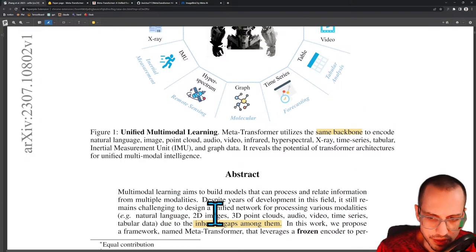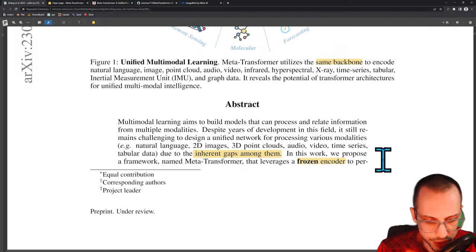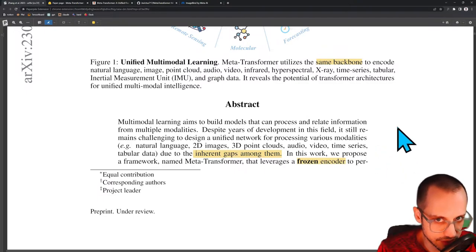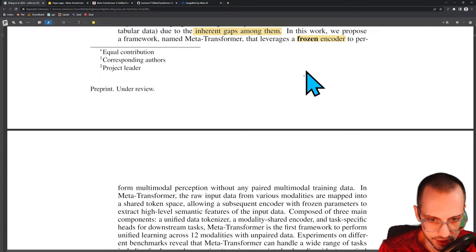In this work, we propose a meta framework called MetaTransformer that leverages a frozen encoder. All right, so the frozen there refers to the fact that they're going to pre-train it and then they're going to freeze it, which basically means they're going to keep all the weights at the same value. As soon as you see that word frozen, there's going to be some kind of multi-part process here. There's probably a pre-training and a fine-tuning stage, or maybe multiple stages.